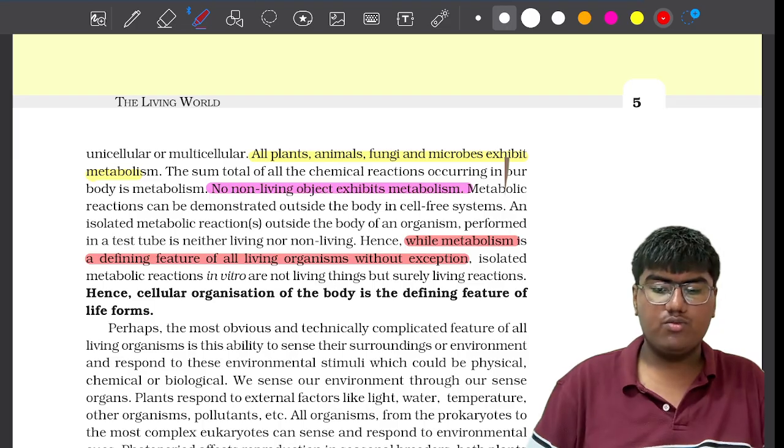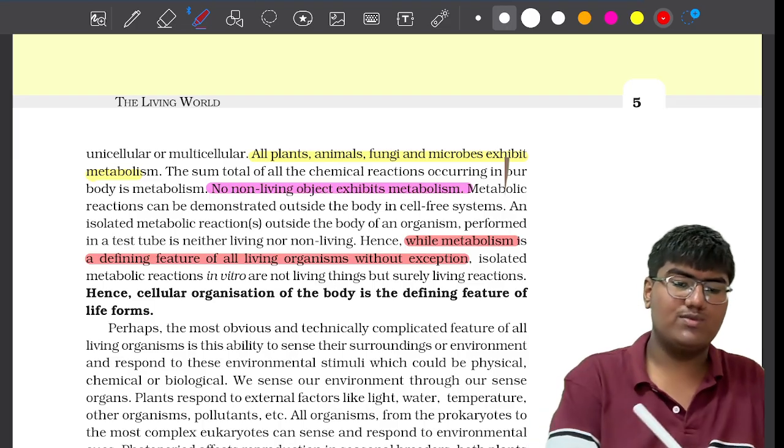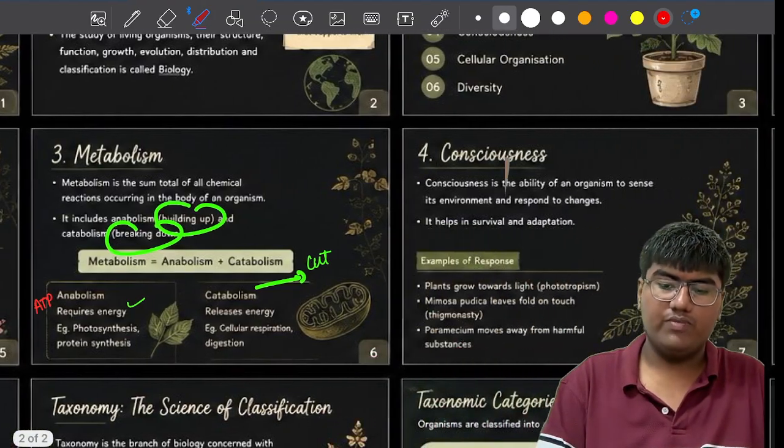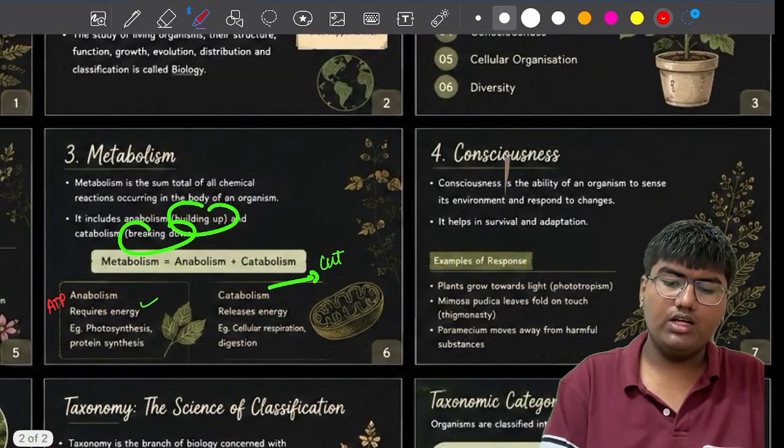Cellular organization of the body is a defining feature of living forms. So let's see the next feature, which is consciousness.